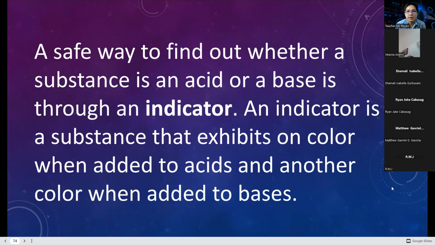A safe way to find out whether a substance is an acid or a base is through an indicator. Sometimes we use litmus paper, or sometimes we use a liquid indicator. An indicator is a substance that exhibits one color when added to an acid and another color when added to a base. Just like your litmus paper, it will give us an idea if the substance is an acid or a base.